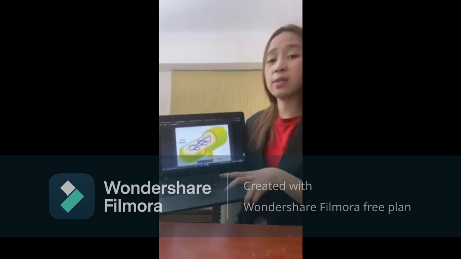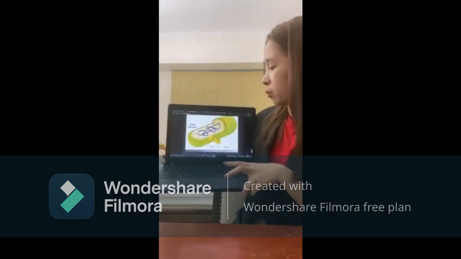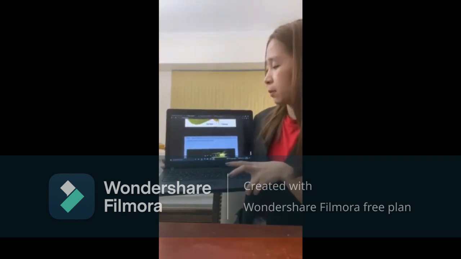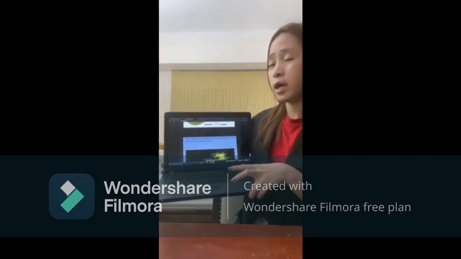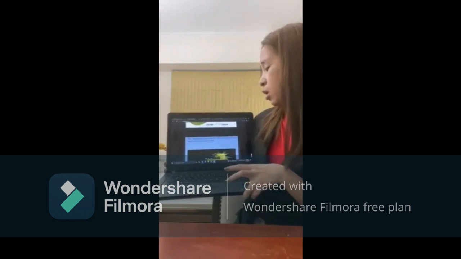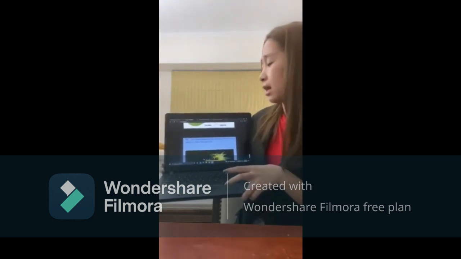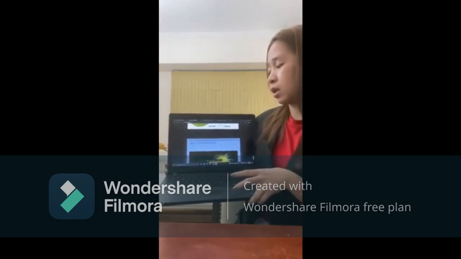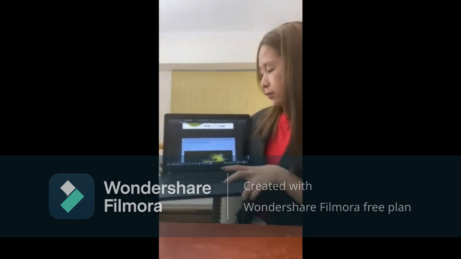And this is the picture of the plasma membrane, and the pili are hair-like structures on the surface of the cell that attach to other bacterial cells.